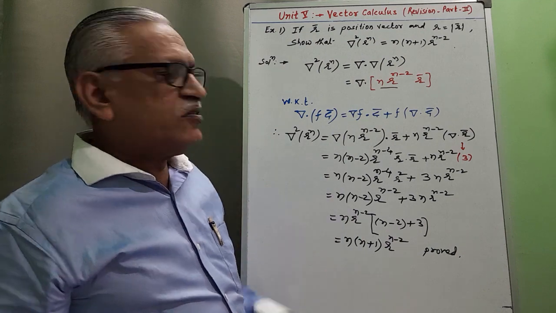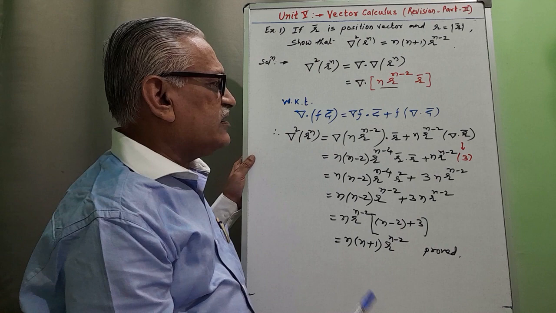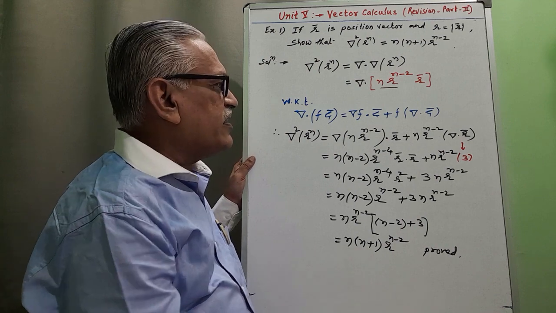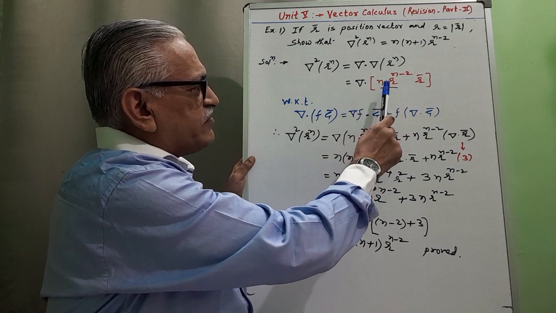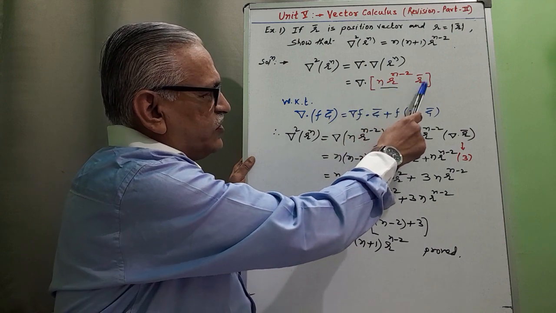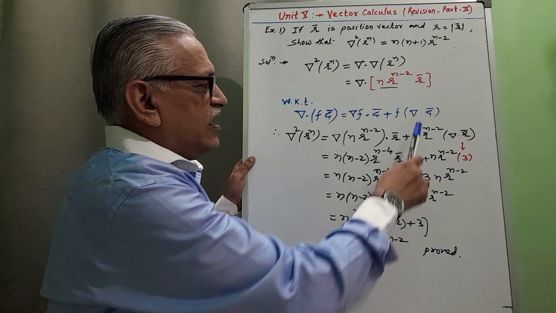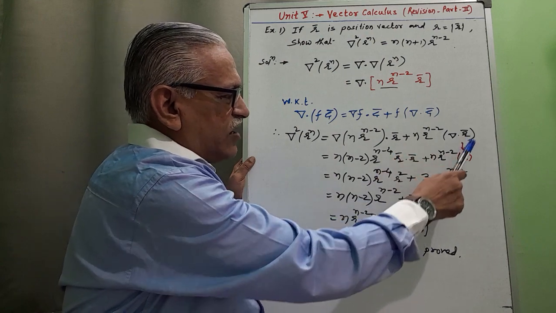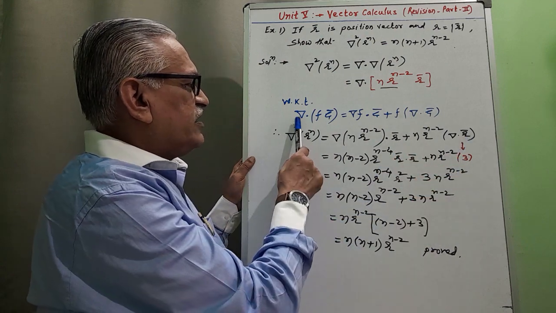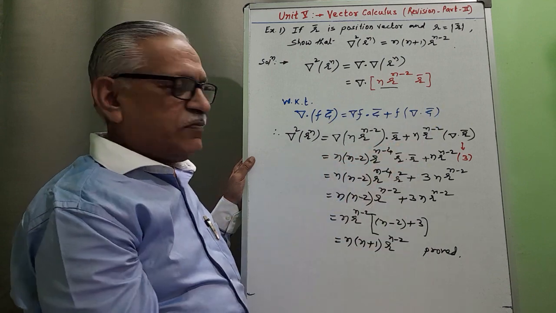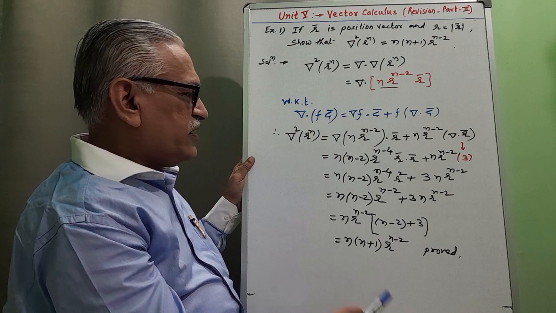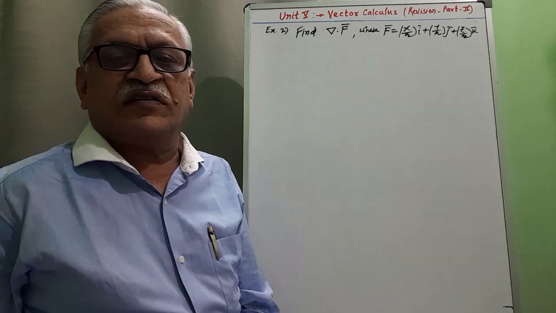A very simple problem, only you have to remember the standard results and apply them. The first one, del of r raised to n is n r raised to n minus 2 into r bar. Del dot r bar is 3, and del dot f g is del f dot g bar plus f del dot g bar, and then simplify it to get the required result.